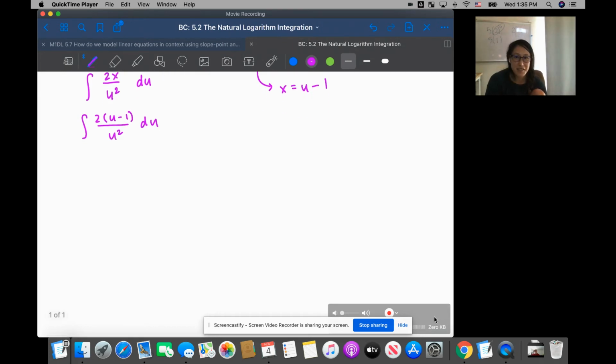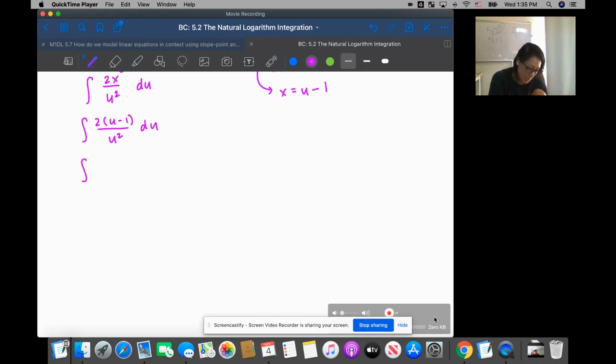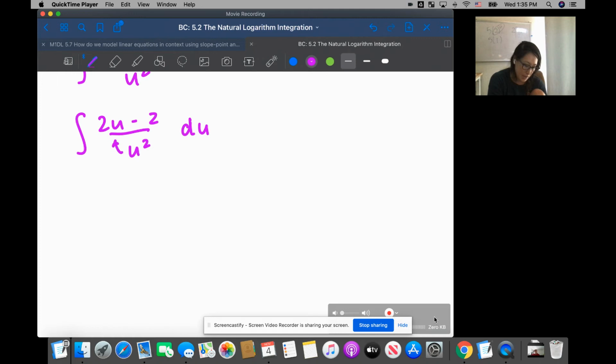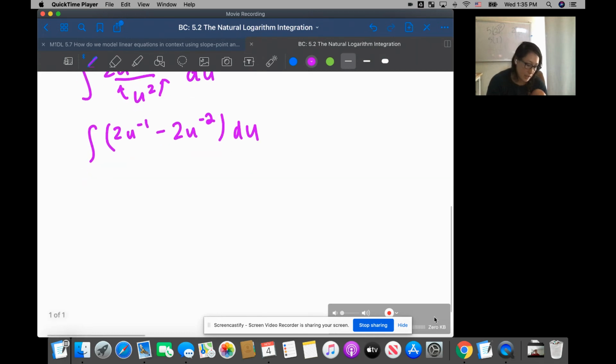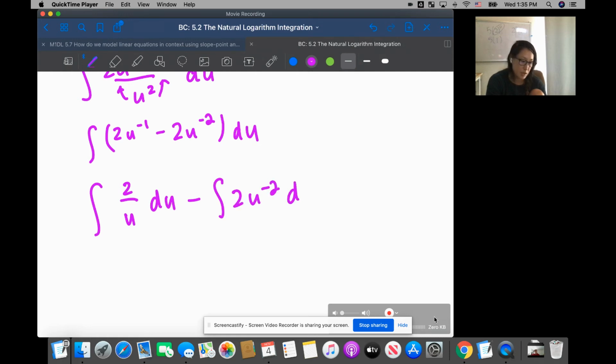Look, monomial in the denominator. I'm going to distribute: 2u minus 2 over u squared du. Then divide in the monomial. So I get 2u to the negative 1 minus 2u to the negative 2 du. And this looks like the integral of 2 over u du minus the integral of 2u to the negative 2 du.